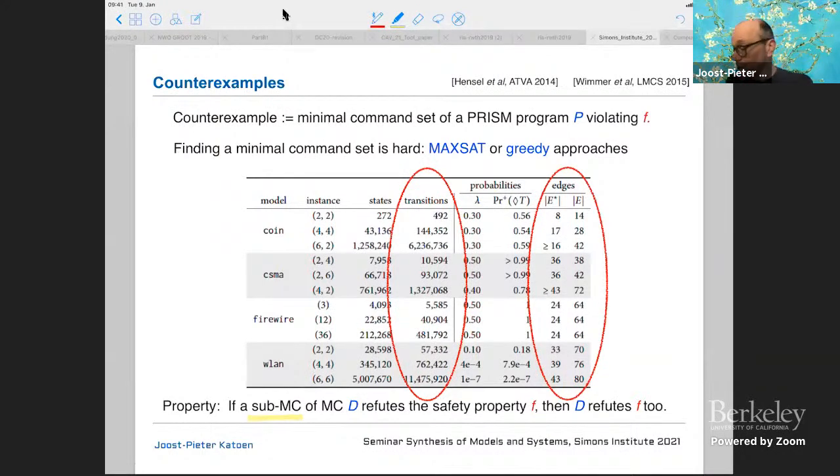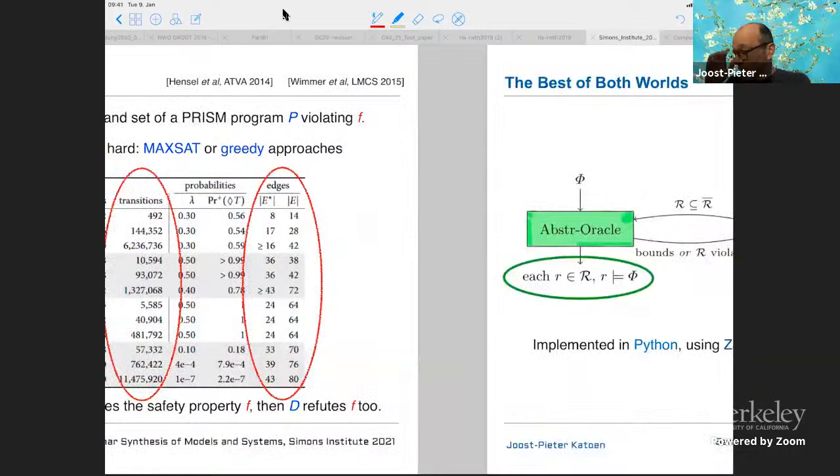So that's the reason why we are interested in this minimal command set, and we're not just interested in arbitrary counterexamples. Okay, I hope that clarifies the setting.